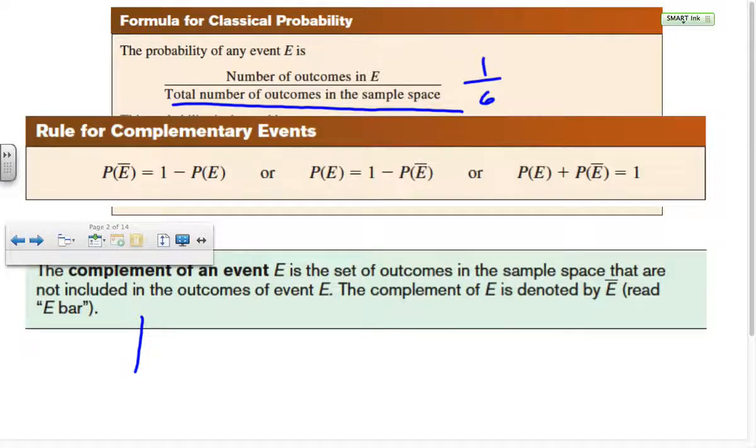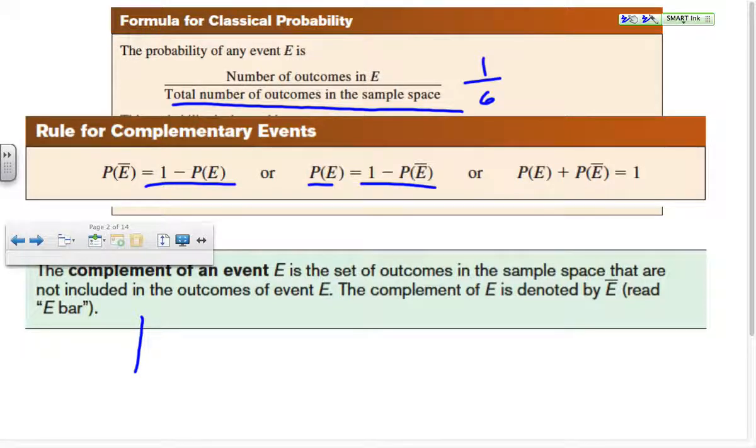Now this shows 3 different possibilities for this. It's just to show you that there's more than one formula for this. The probability of an event not happening is 1 minus the probability of the event. That's this right here. The probability of an event happening is 1 minus the probability that it doesn't happen.